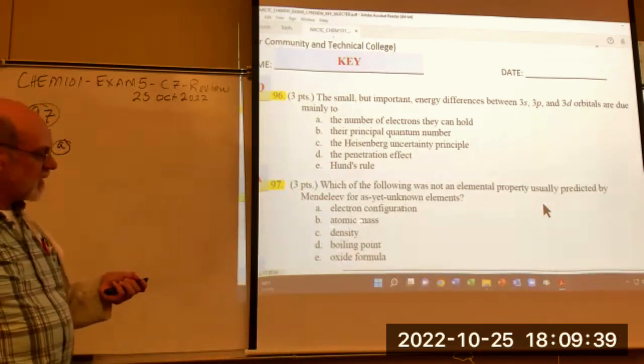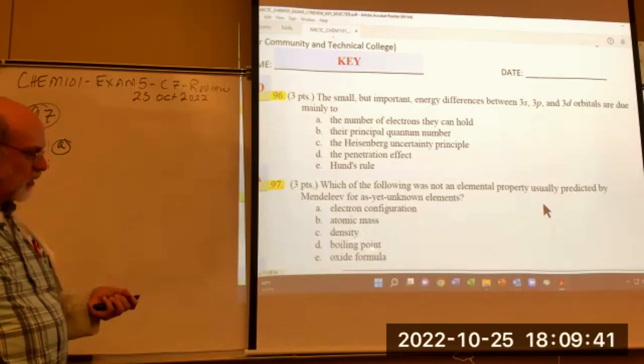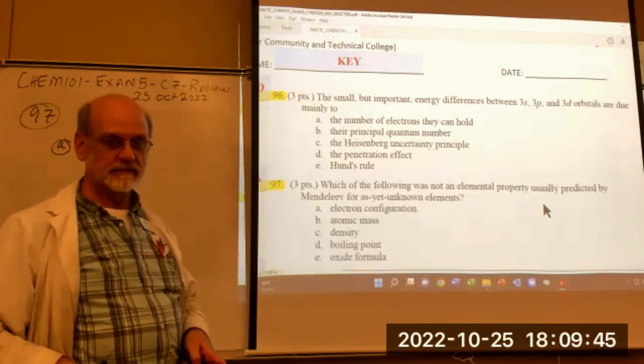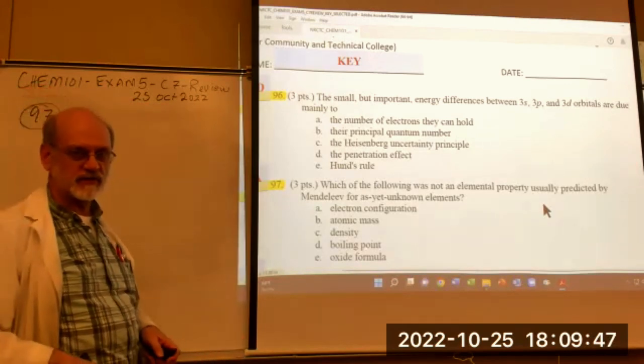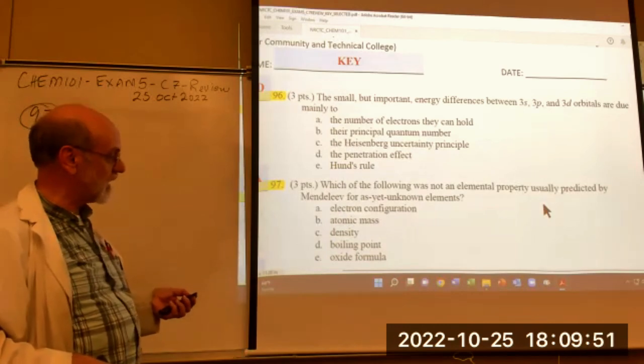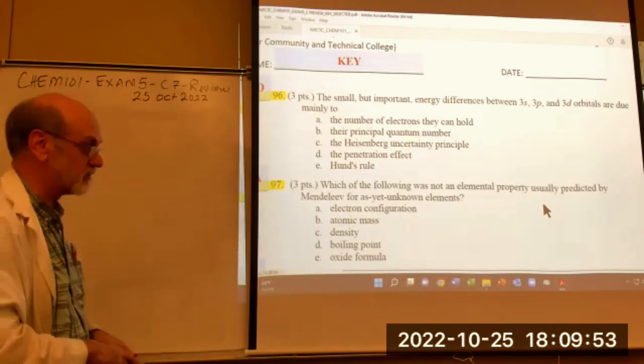He did talk about atomic mass, about density, boiling points, oxide formulas. Oh, yeah. That was very common and popular in those days. The only one he had no information about was electron configuration.